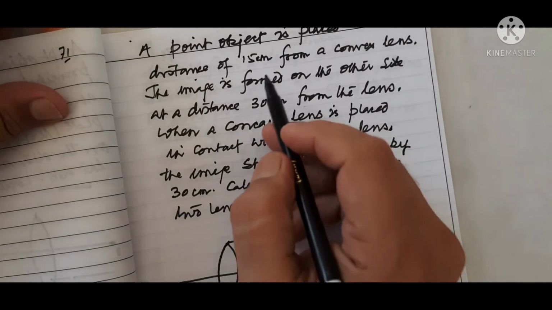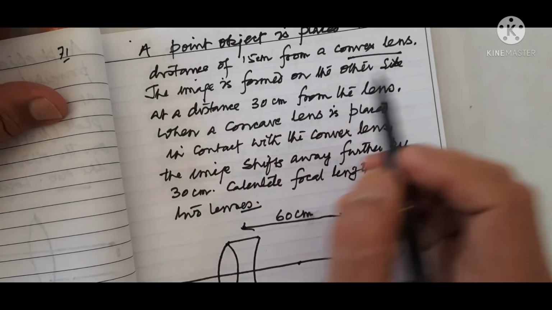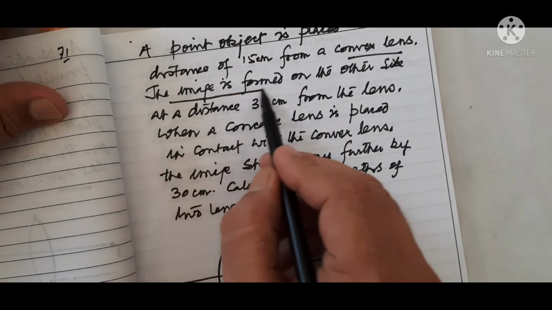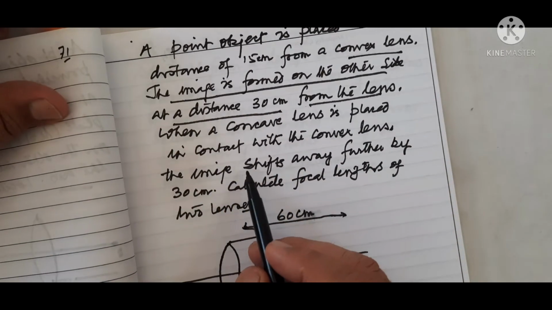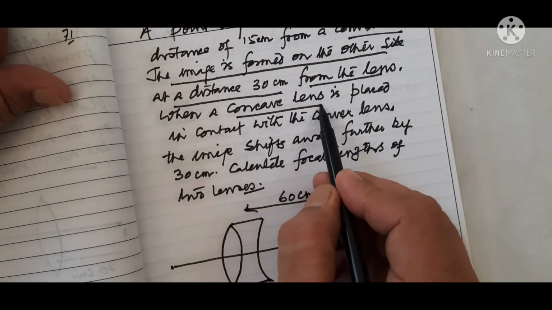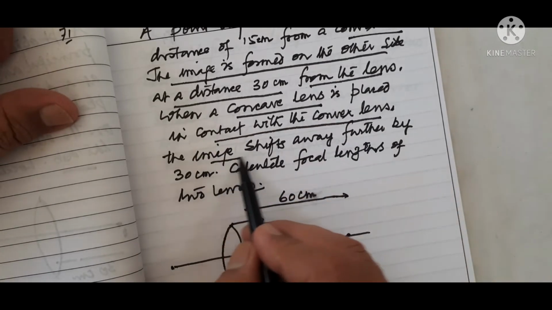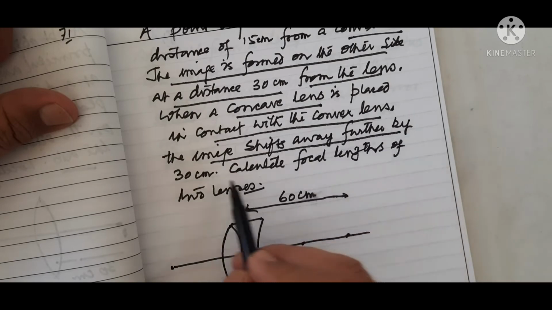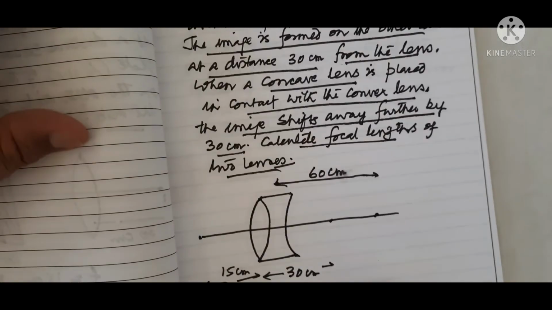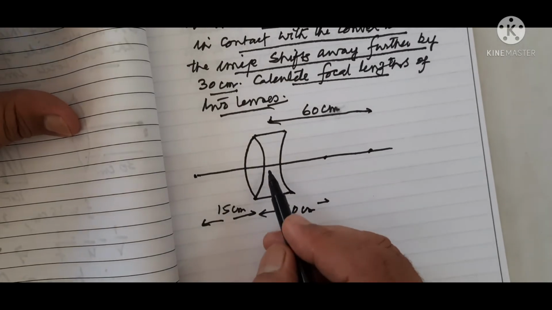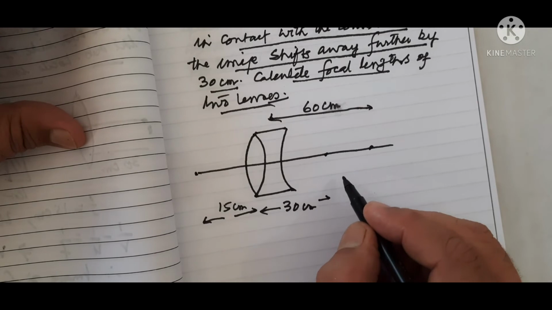Another question: a point object is placed at a distance of 15 cm from the convex lens. The image is formed on the other side at a distance 30 cm from the lens. When a concave lens is placed in contact with the convex lens, the image shifts away further by 30 cm. Calculate the focal length of the two lenses. Here the two lenses are there, convex and concave.